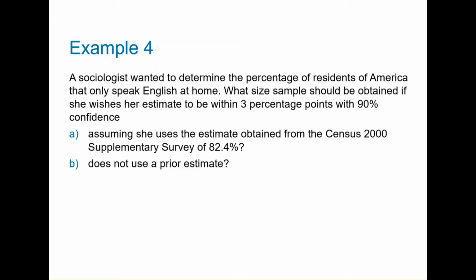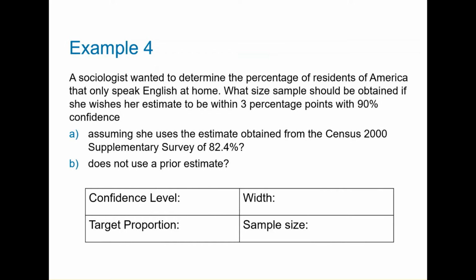We can compute the sample size with StatCrunch or by hand. First, let's use StatCrunch. In StatCrunch, you will need to input a confidence level, a target proportion, and a width in order to get the sample size. We are told that we want 90% confidence, so the confidence level is 90% or 0.90.